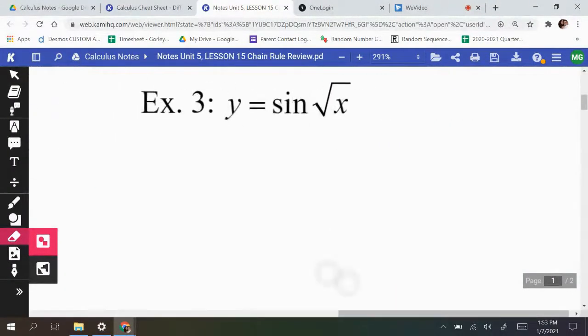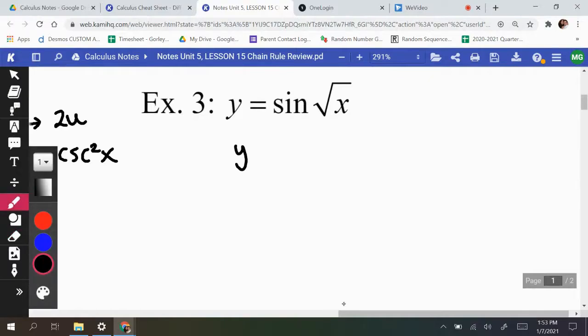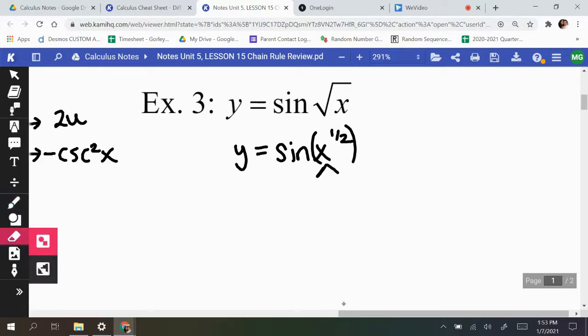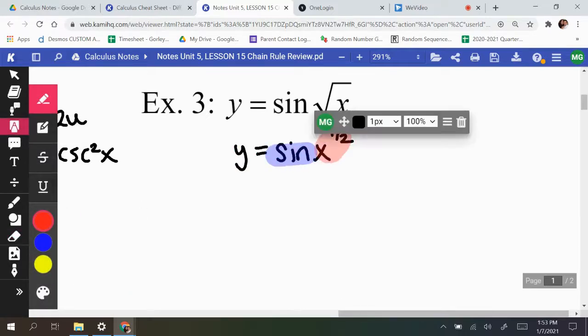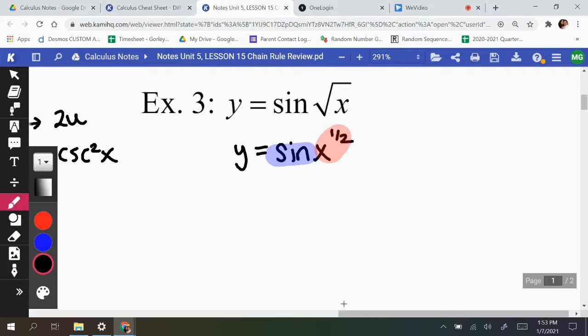Okay, in example 3, I'm going to rewrite this as y equals sine of x to the 1/2. So really, if I were to plug in something for x, what would I do first? I would raise it to the power 1/2. We would get what that angle is, and then I would take the sine of it. So if I'm unpacking that, going in the reverse order, my outermost function is going to be sine, and then my inner function is going to be x to the 1/2. Okay, so my outermost function is sine, and my inner function is x to the 1/2.